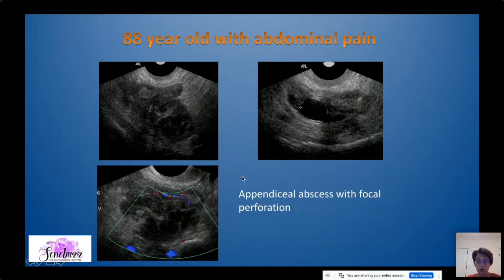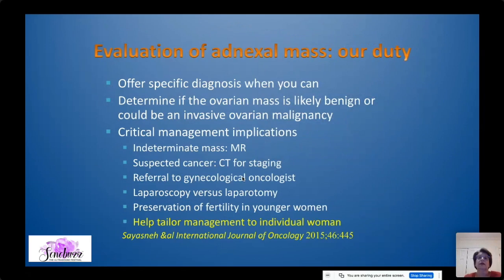So, in summary, I hope I've shown you that it's really important to offer a specific diagnosis when you can, not just say this is a mass and it could be anything. What we need to tell the clinician is whether it's an ovarian mass we can readily diagnose and is a very common thing, or is it likely benign, or could it be an invasive ovarian malignancy, because there are really critical management implications. For an indeterminate mass, I would recommend an MR.